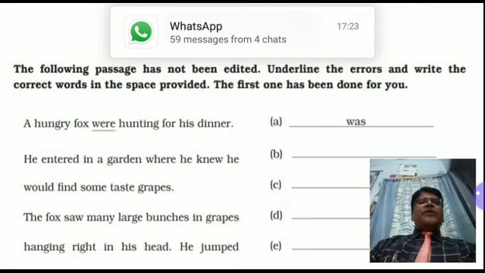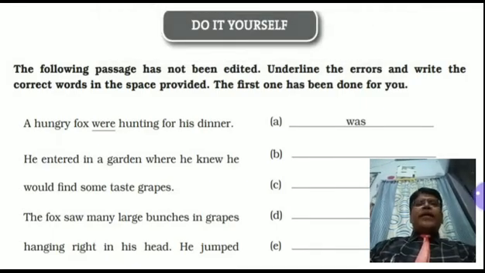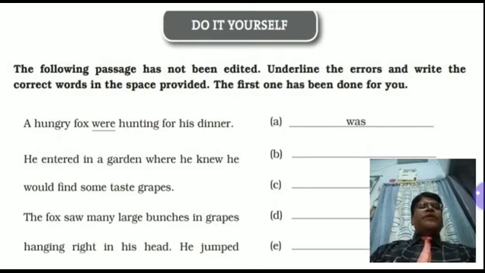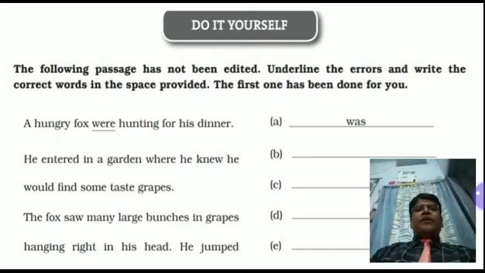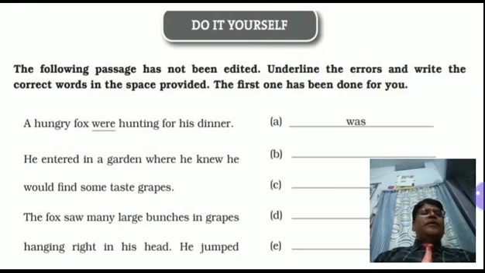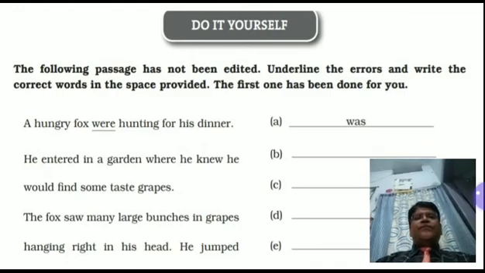The following passage has not been edited. Underline the errors and write the correct words in the space provided. The first one has been done for you. A hungry fox were hunting for his dinner. Here, were is wrong, which has been corrected by writing was against it.